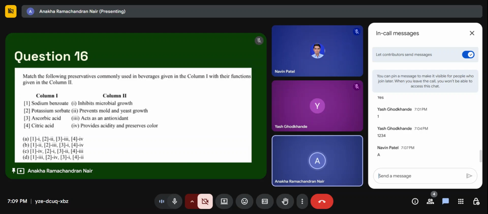Right, I'm not seeing an answer, so let's see what the answer is. The answer is option A in this case, and the thing you should have focused on was ascorbic acid and citric acid, right? So option number 3, ascorbic acid, we know is an antioxidant. It's a common antioxidant, right? And citric acid will provide acidity and preserve the color, right?